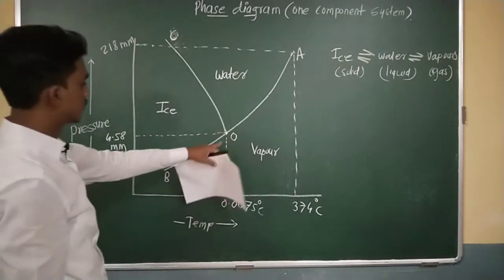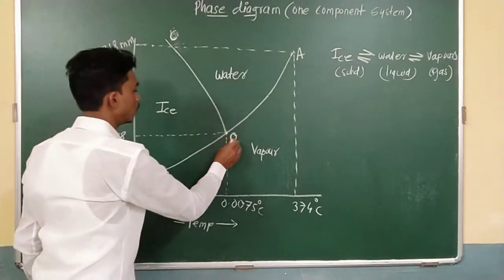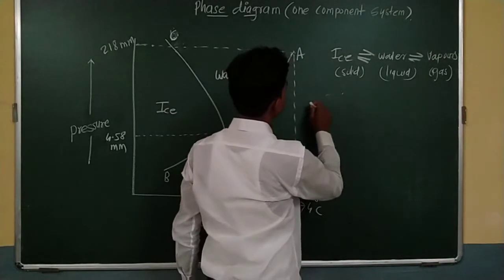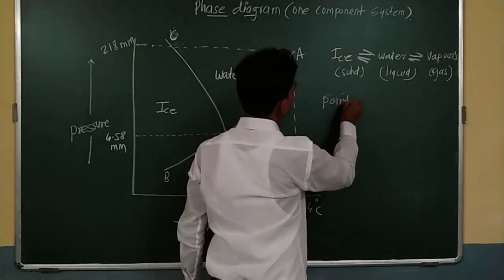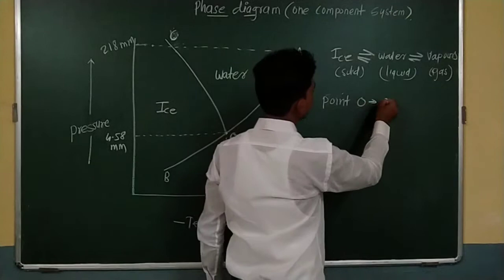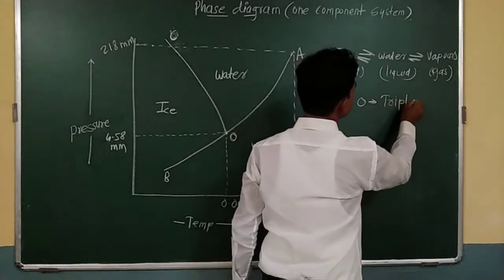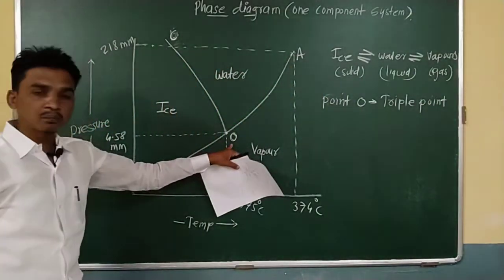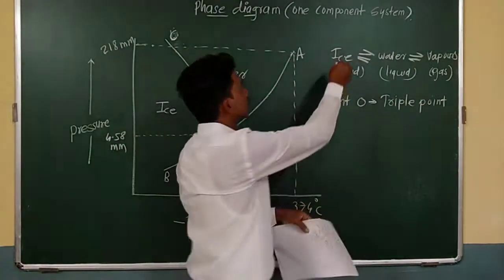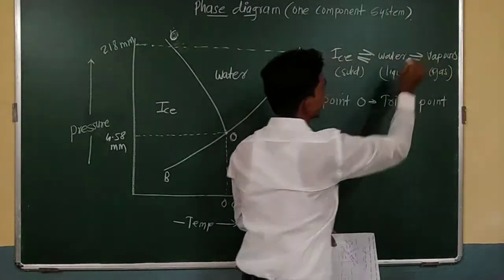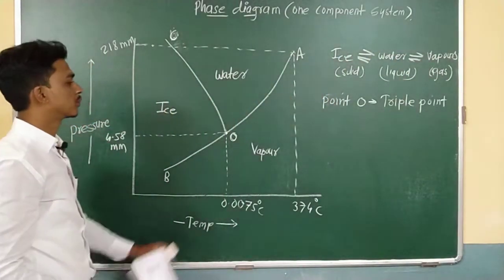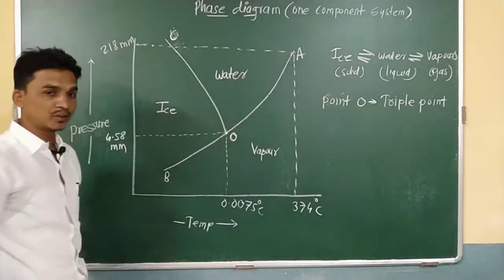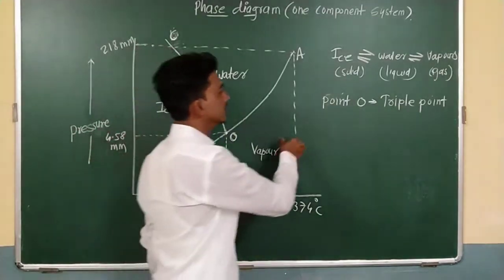Okay, so in this curve the point O is known as the triple point. The point O is also known as the triple point. Why triple point? Because at this point the water is in equilibrium with ice and vapors. That means three phases are present at that point. That's why we can say this point, that means O, indicates the triple point.